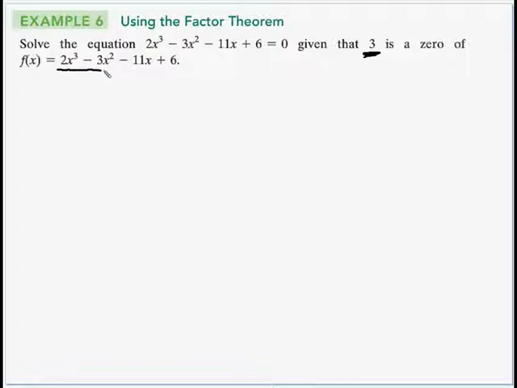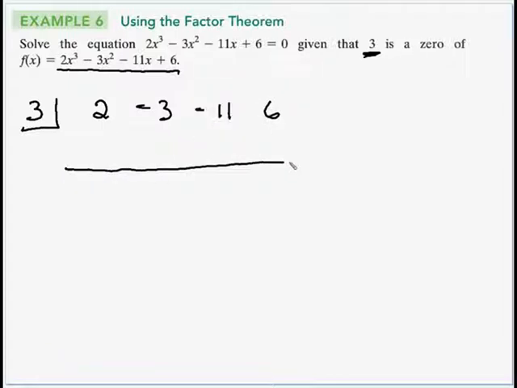Okay, here's our polynomial. Let's get ready to synthetically divide. We're going to divide by positive 3. Bring down our coefficients: a 2, a negative 3, a negative 11, and a positive 6. So bring down your first number 2, multiply, and we get 6. Add those numbers, we get 3. 3 times 3 is 9. Add there, we get negative 2. 3 times negative 2 is negative 6. Our remainder is 0.